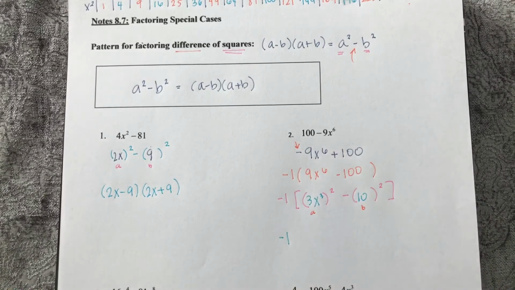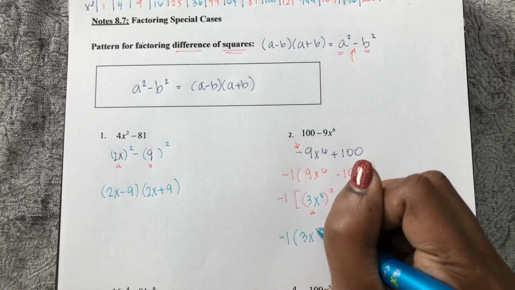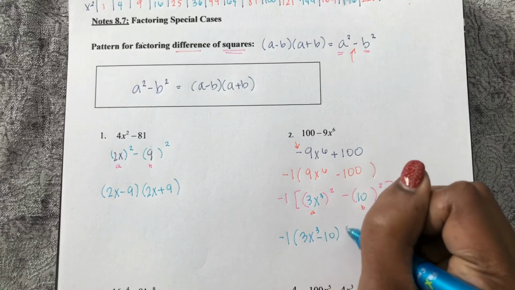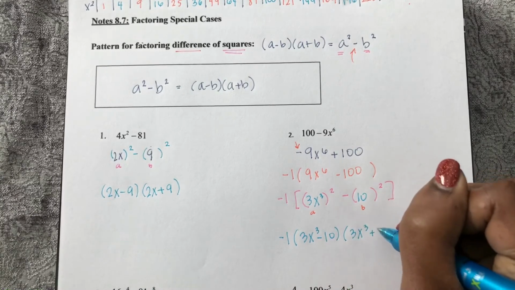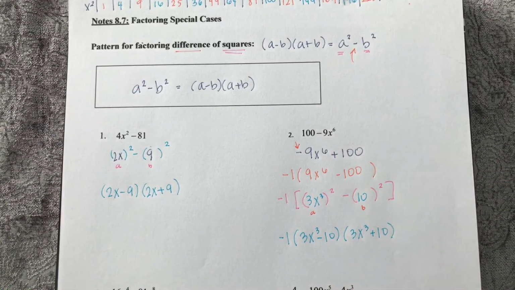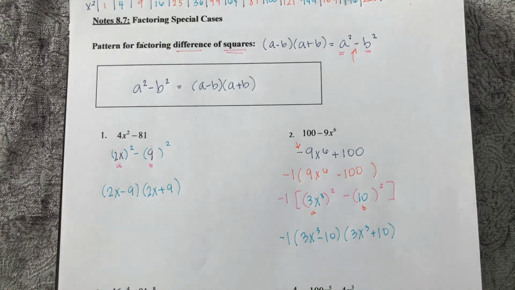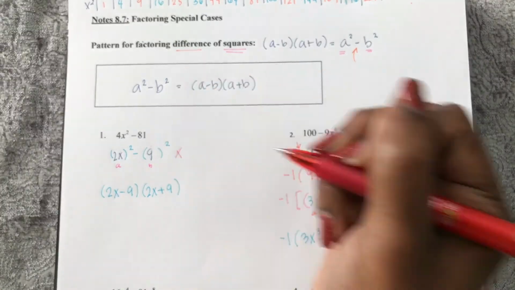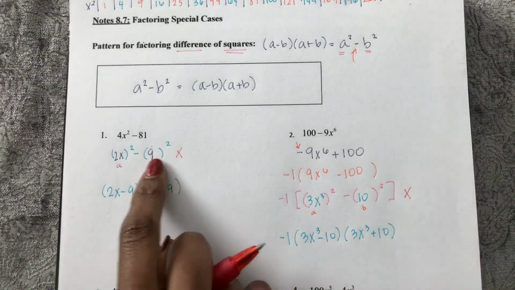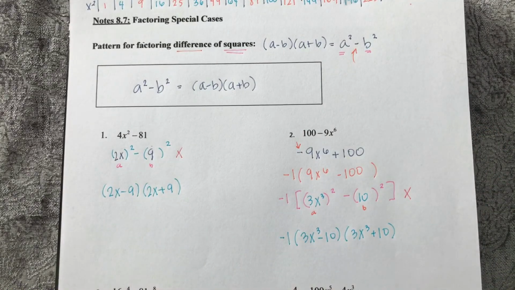So the -1 GCF stays in front: -1 times 3x cubed minus 10, times 3x cubed plus 10. So I just want to point out that this step here and this step here, you can skip and do that in your mind. It's up to you.